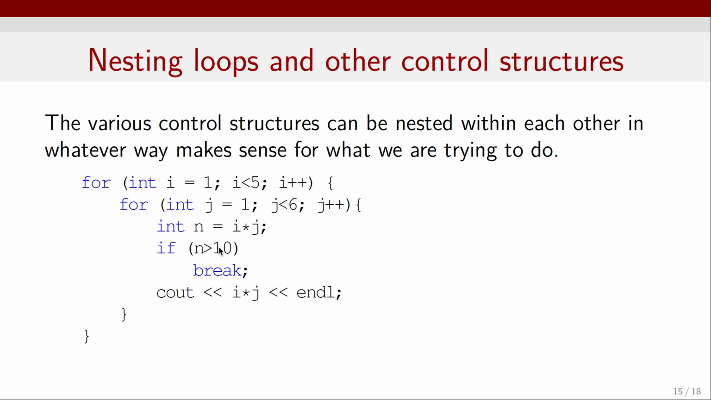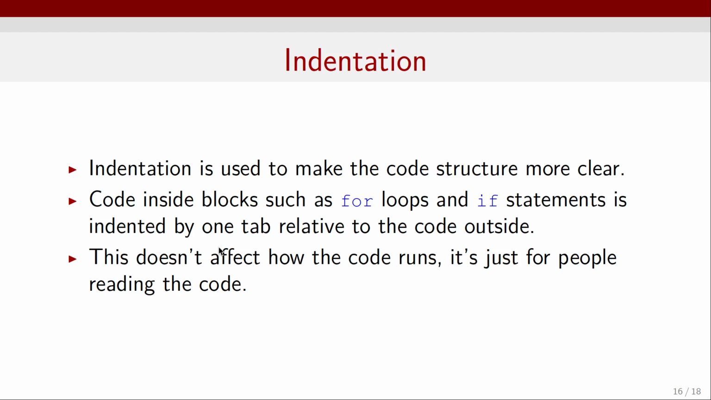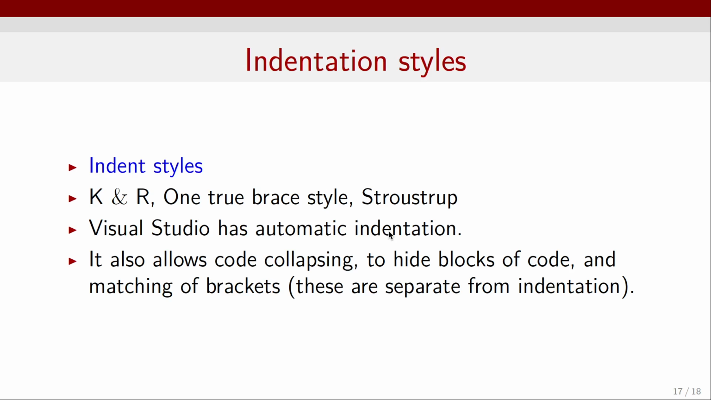And before we do that, let's just quickly talk about indentation. So indentation is used to make the code structure more clear. And the code inside blocks, such as for loops and if statements, is indented by one tab, usually, relative to the code outside. And that doesn't affect how the code runs. You don't have to do it. It's just for people reading the code, to make the code easier to read, basically.